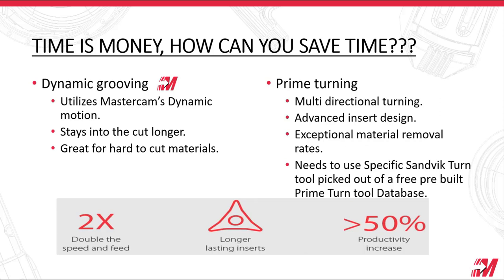And on the bottom there's a little bit of an example of what you can get out of these tool paths: double the speed and feed, longer lasting inserts, and up to a 50% production increase possibly. Next is going to be a video on PrimeTurning, just to give you an example of what it does. A lot of people don't understand what it can do and how it works. This is a short little clip just to show you.